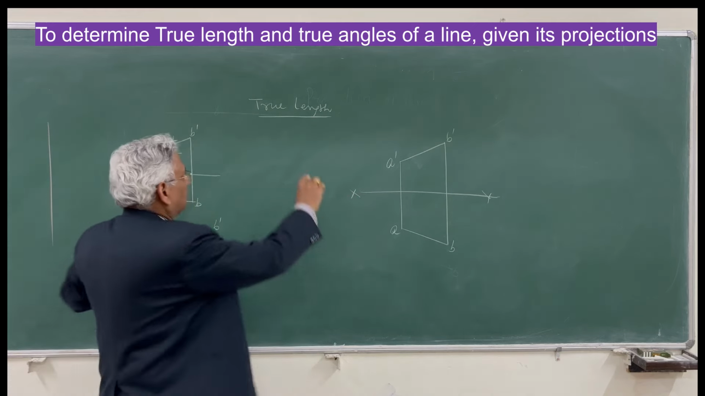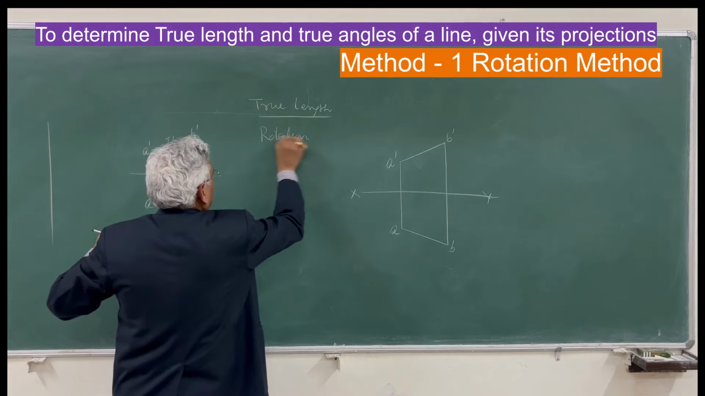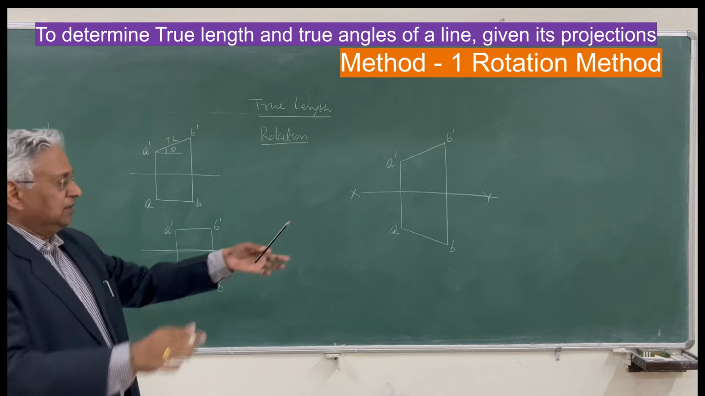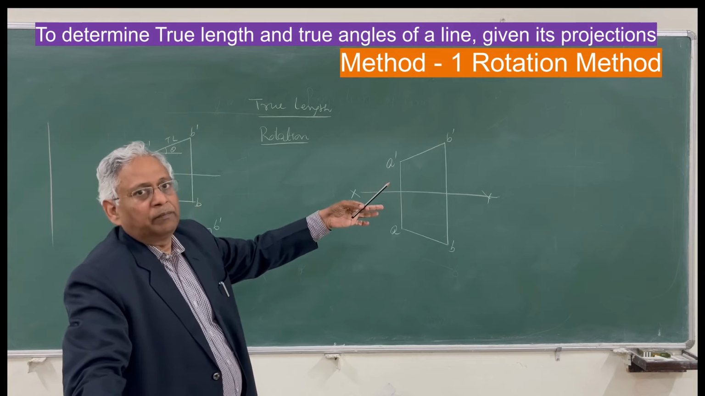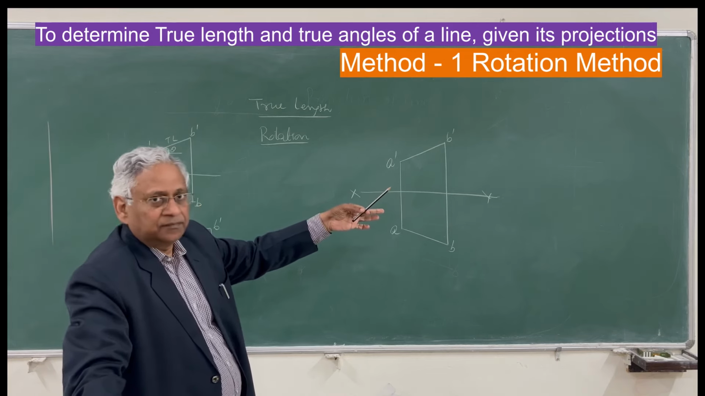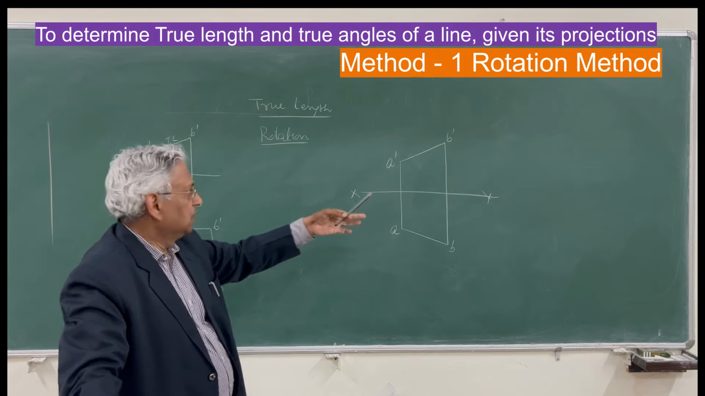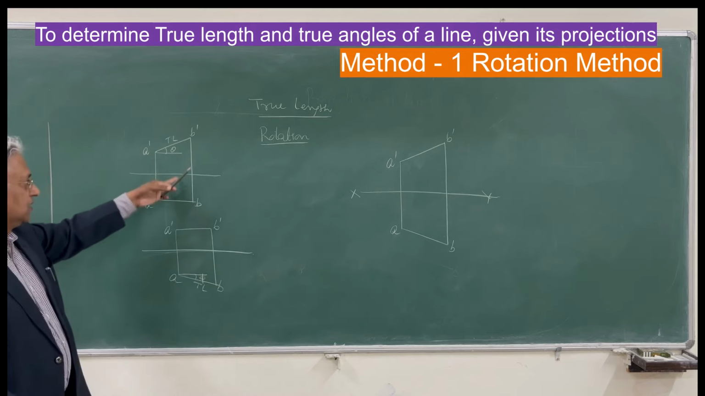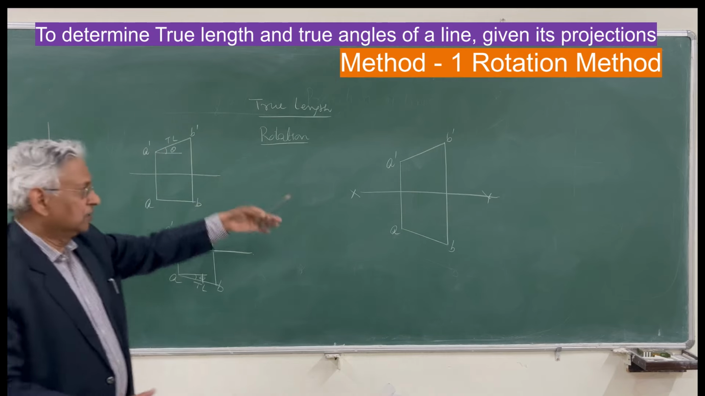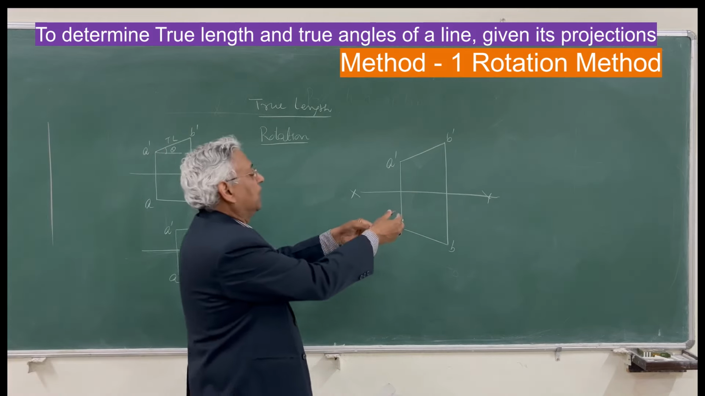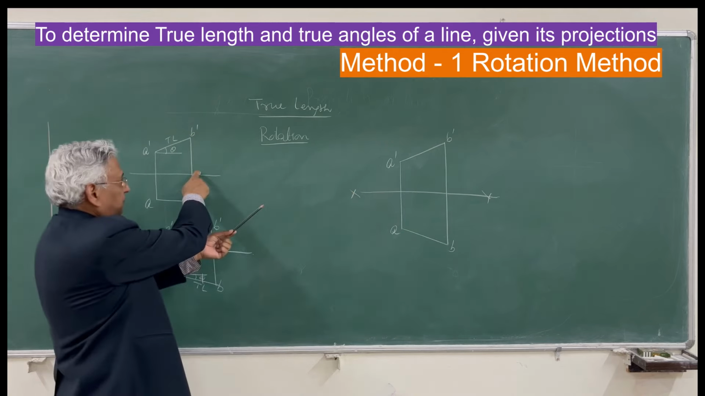Now there are two methods of finding the true length and angle theta, phi in this case. One is what we call the rotation method. Rotation of the line. This is the line which is inclined to both the planes. Make this line parallel to one plane by rotating it. So you can make this line parallel to either the horizontal plane or the vertical plane, so that this case converts to either this case or this case, so that you can measure true length and theta directly from the figure. So let us make this line first parallel to the vertical plane. So we take this case, right?